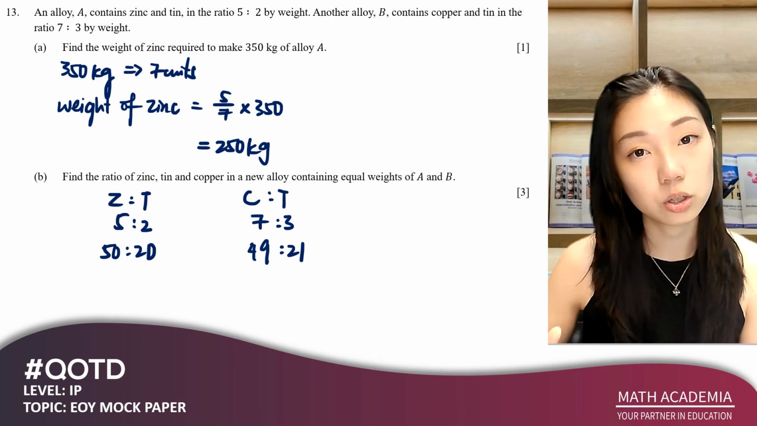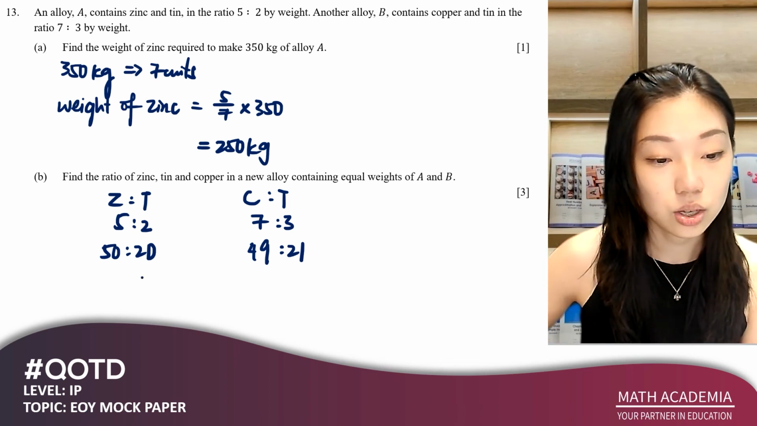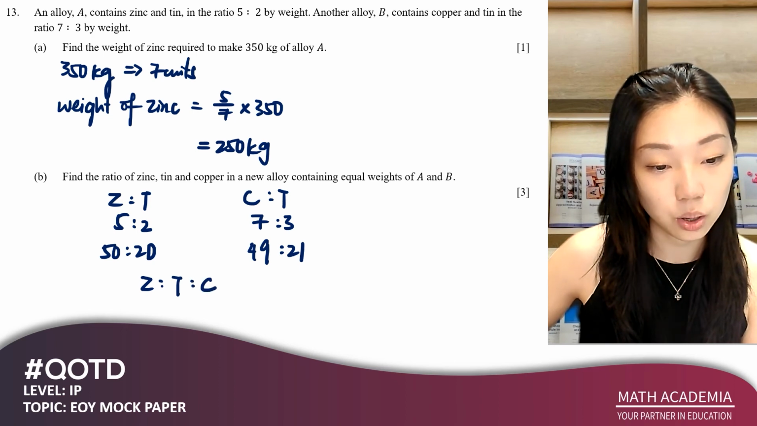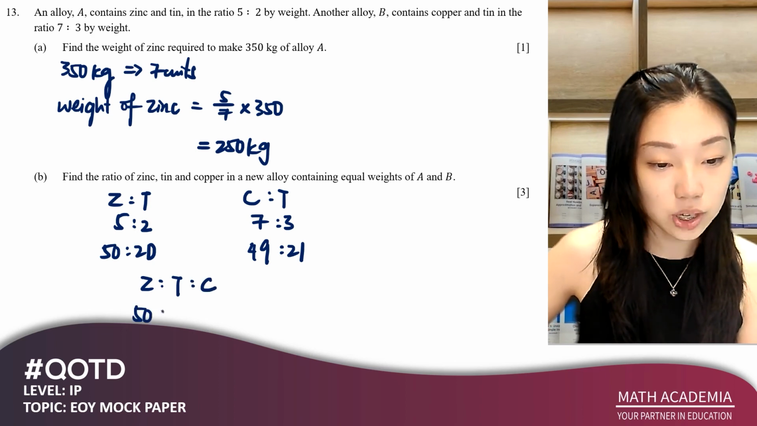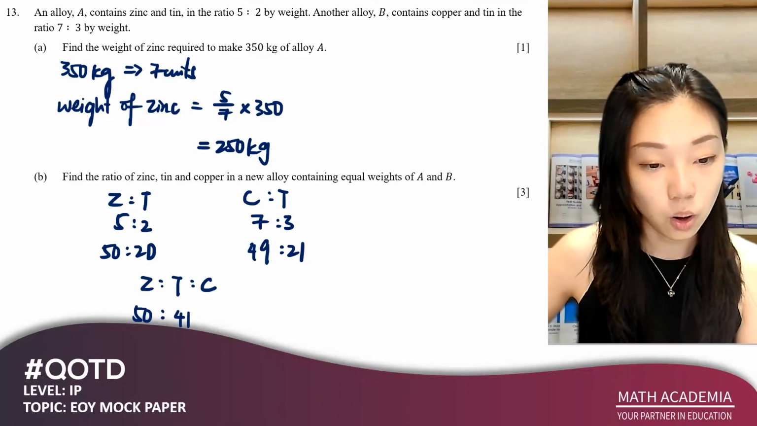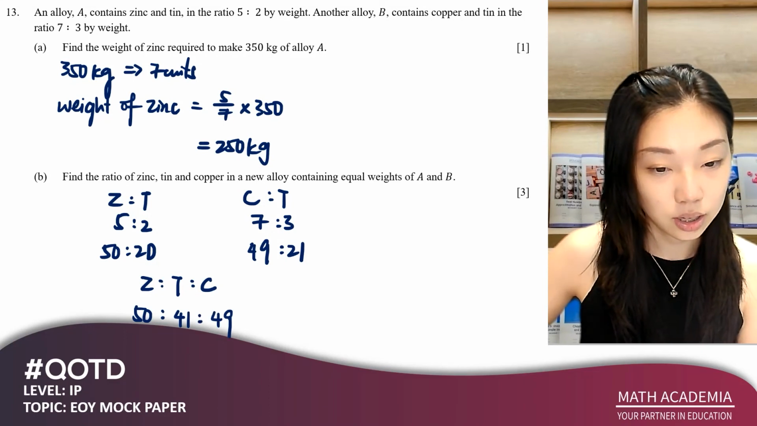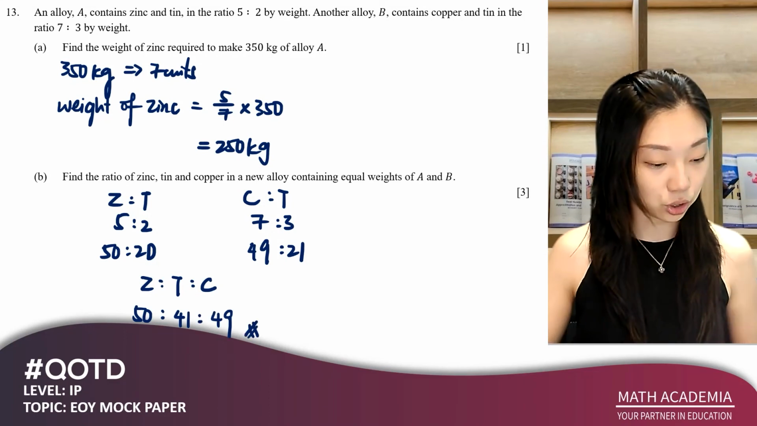I can merge my two ratios together. So I have zinc to tin to copper. It should be 50:41:49, which is the ratio.